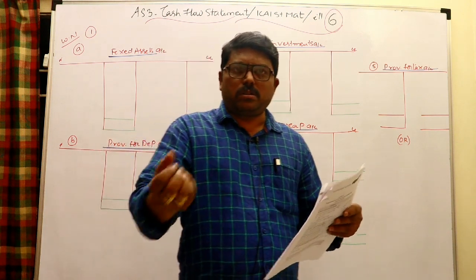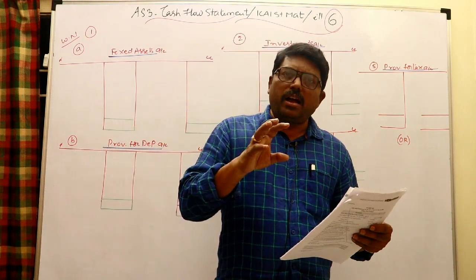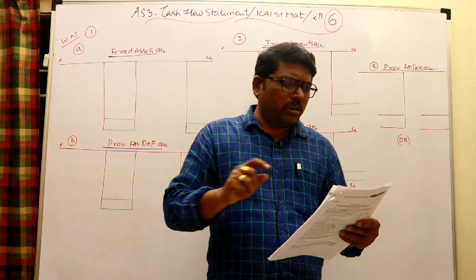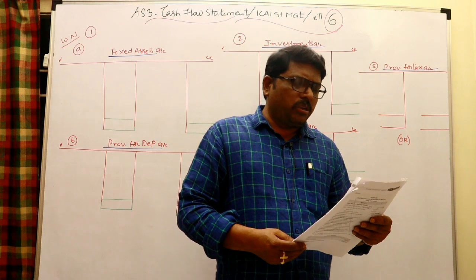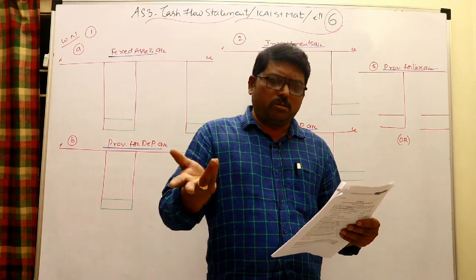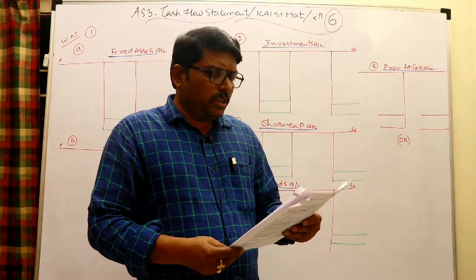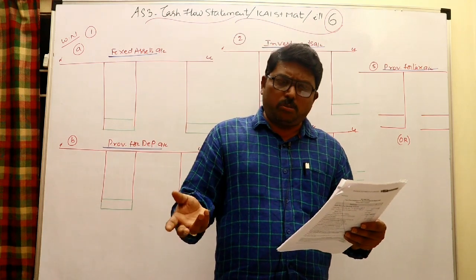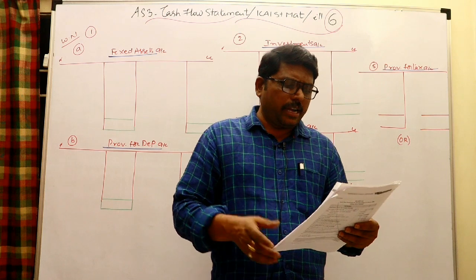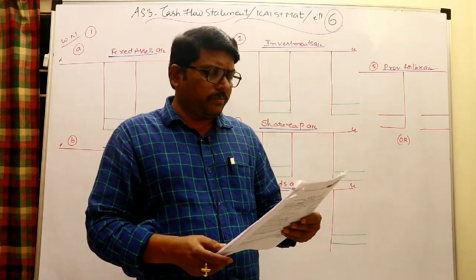Bonds are issued but cash is not received; plant asset is received. Entry: plant account debit to bonds account. Repaid bonds at maturity, 50,000 value: bonds account debit to cash or bank 50,000. Issued share capital during this year, 15,000 shares of 10 rupees: cash or bank debit to share capital account 1,50,000.